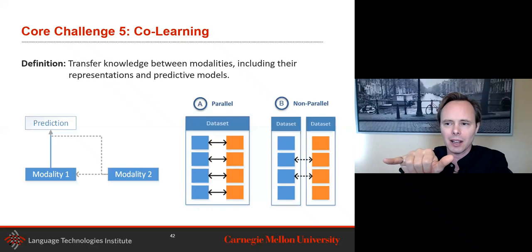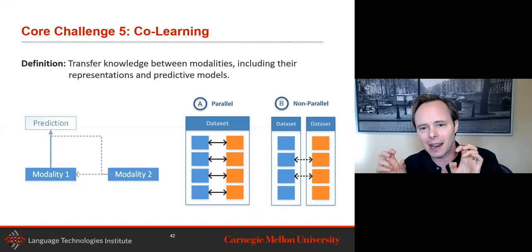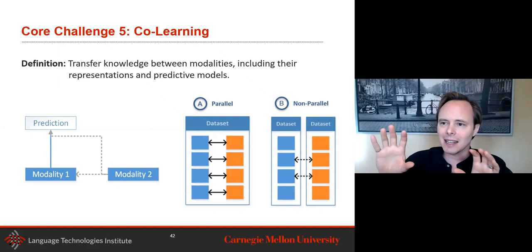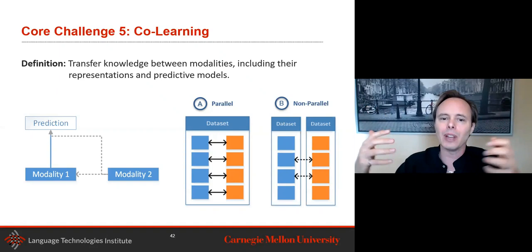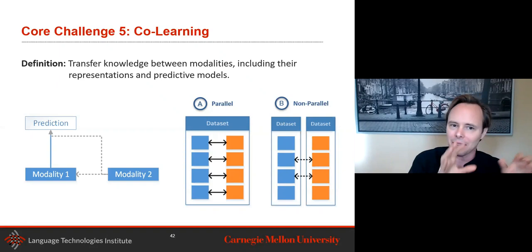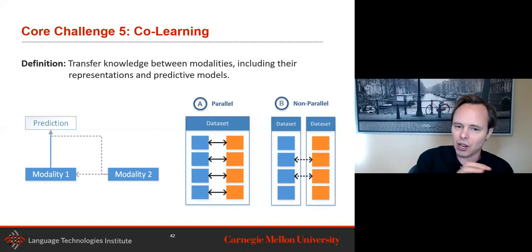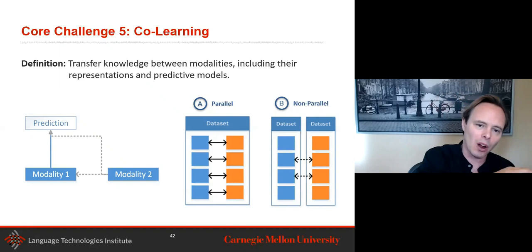Or you could have what could be called non-parallel, or what I personally call weakly parallel, which is the idea that you have maybe a corpus of English sentences and a corpus of French sentences, and you don't know exactly which one is which word, but you know that they're related. So that's weak, and you have the same in multimodal. You have a bunch of images and text, and you have the link only at the corpus level. So you have a spectrum, again, from very strongly paired to weakly paired.